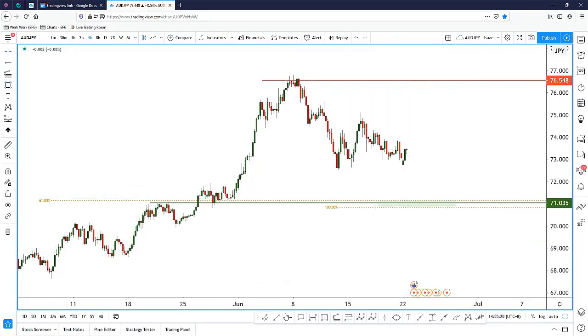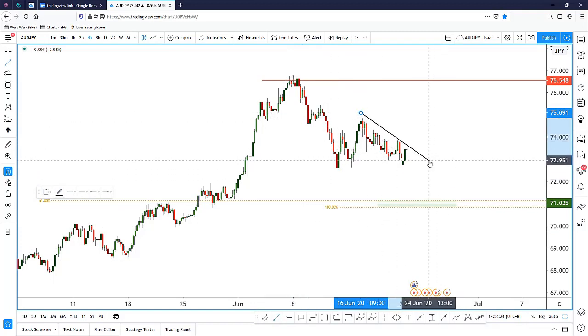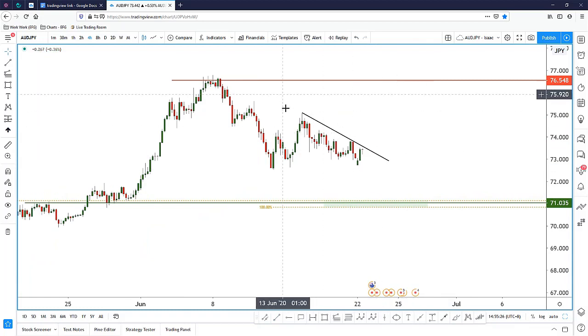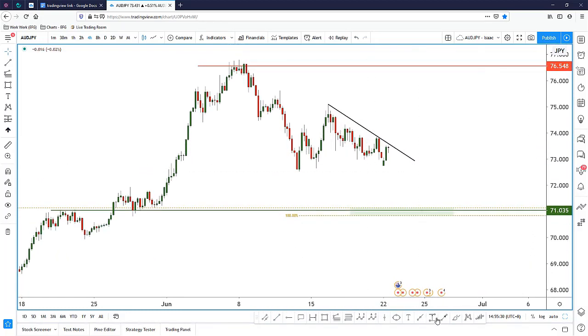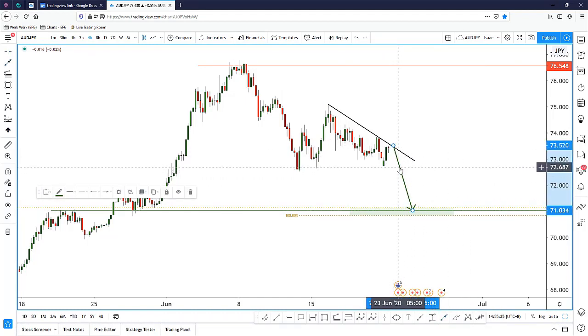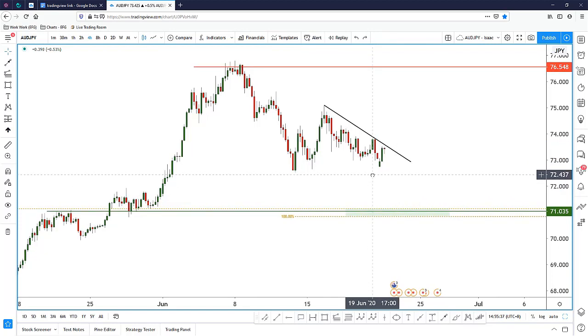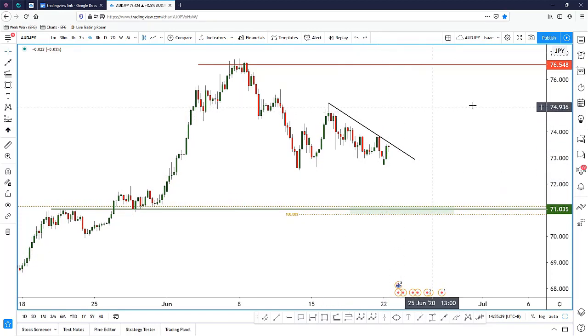Okay, further, if I were to draw a descending trend line connecting the highs, we actually see that price is holding nicely below this descending trend line resistance, right? So we can say that price could very well be making a push down from here. All right, so that is what I think price could be doing.